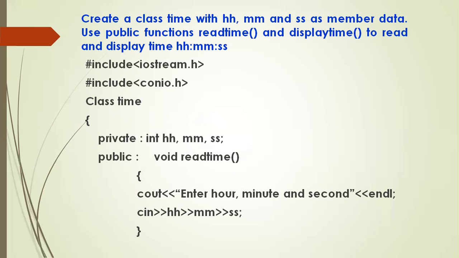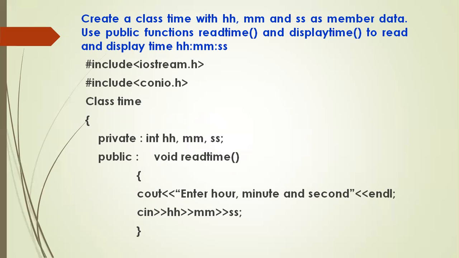Here also no return type, no argument. So public colon void read time. The purpose of the read time function is to input the values for HH, MM, and SS. In the previous example, the purpose of read date is to input the values for DD, MM, and YY. So cout "enter hour, minutes and seconds".